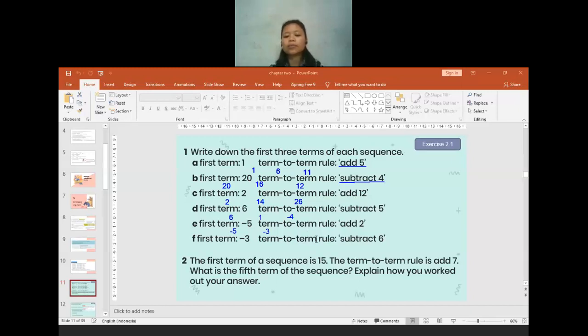And then for the third term, what number will it be? Negative 1. Okay, thank you. Anyone confused? No? Okay, if not confused, continue to F. What is the first term? Negative 3. Okay, negative 3.